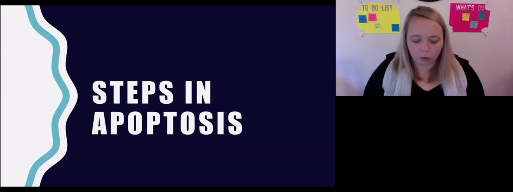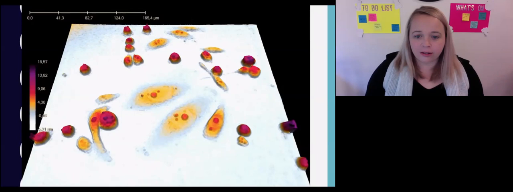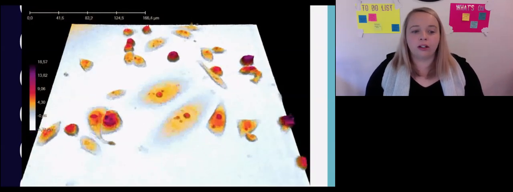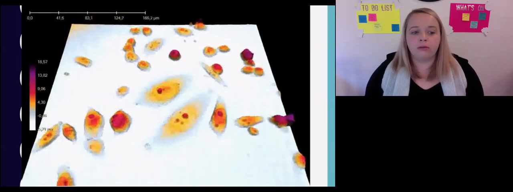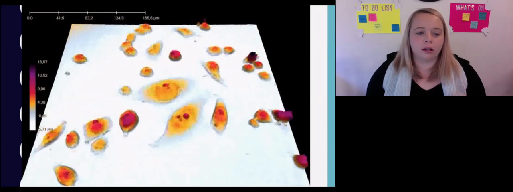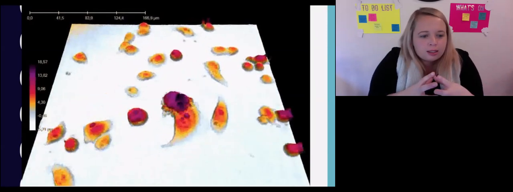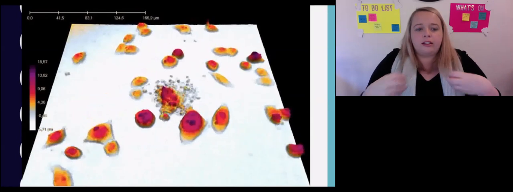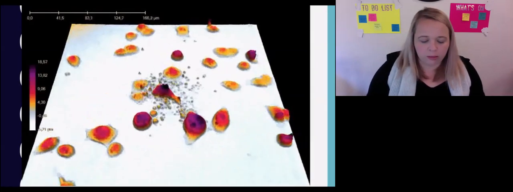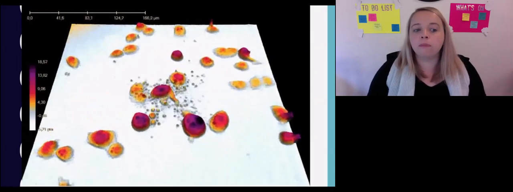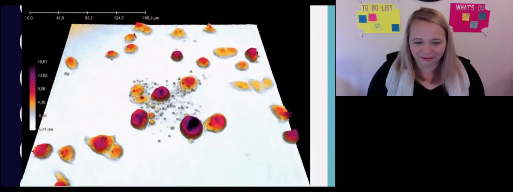Let's get into what was happening in this video back here. So in this video, we can see that this middle cell here is just about to undergo apoptosis. You can see as it starts to contract and then it starts to break apart into all these blebs, we're going to call them from now on.